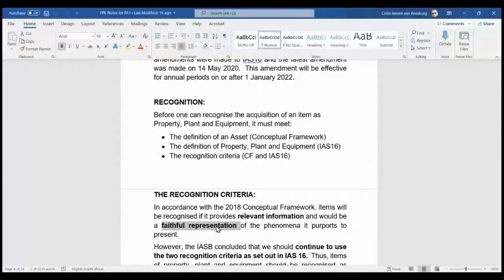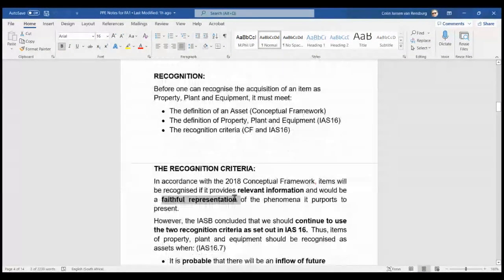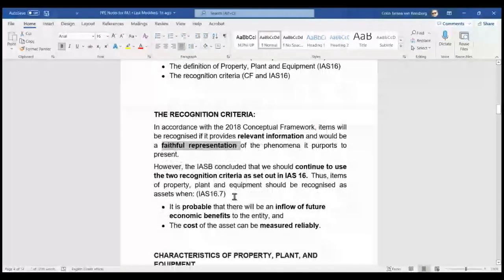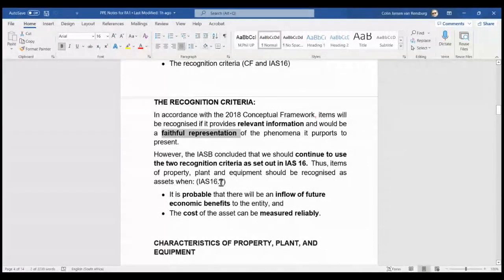But then IAS 16 goes a little bit further and provides us with additional recognition criteria that only apply to property, plant and equipment, not any other kind of element. And those two are the following, ladies and gentlemen. It comes from paragraph 7 of IAS 16. Once it complies with the definition criteria of an asset as well as the definition criteria of property, plant and equipment, before you recognize it, you must consider the following.